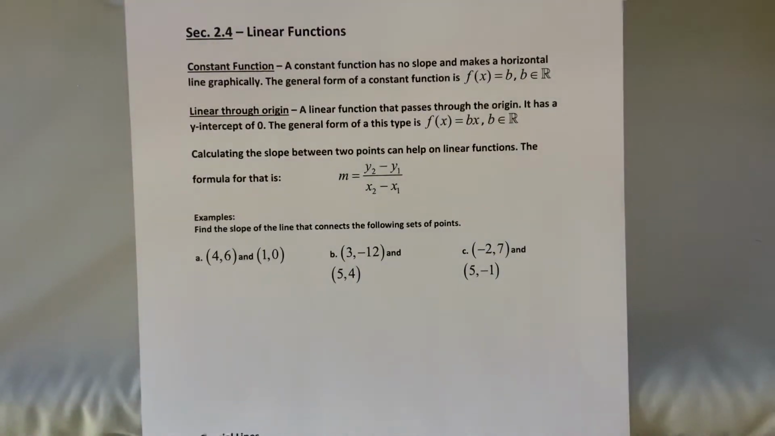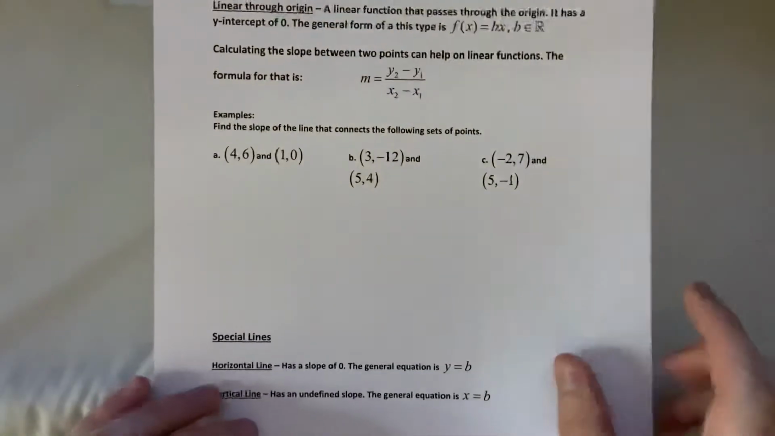Now, calculating the slope between 2 points generally, slope is y2 minus y1 over x2 minus x1, and of course it doesn't matter which y value you set as the y1 or the y2, as long as the corresponding x value is the corresponding x1 or x2. So we won't do all of these, but we'll do some.